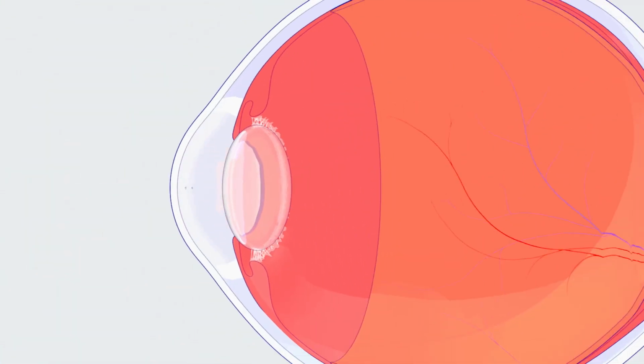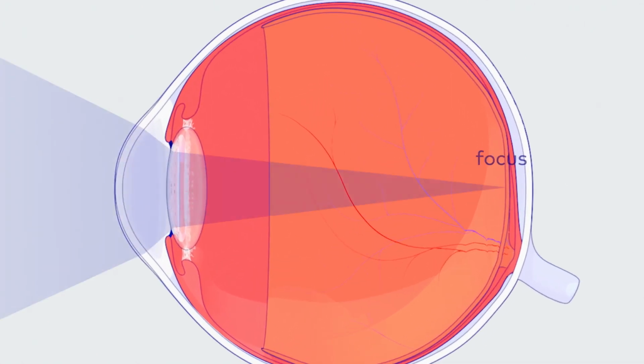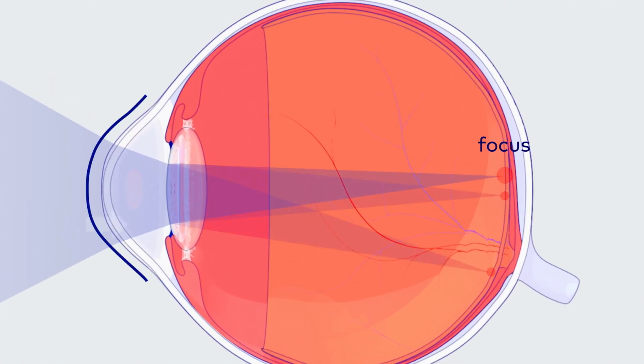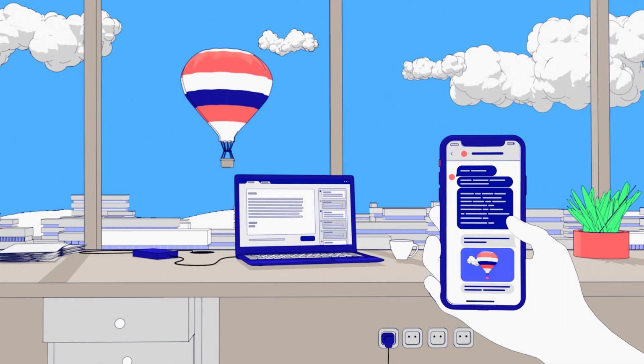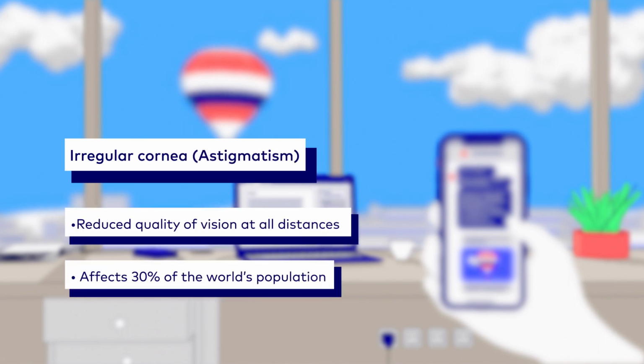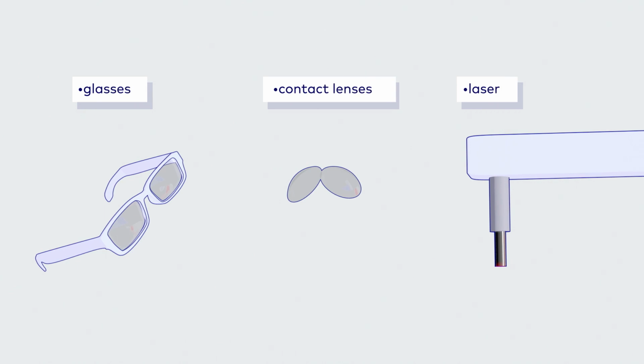Blurry vision can also be caused by astigmatism. This is mostly owed to an irregularly shaped cornea which causes the incoming light to distort. Astigmatism affects the quality of vision at all distances, and an estimated 30% of the world's population is affected by it. Thankfully, these conditions can be corrected by wearing spectacles, contact lenses, or in some cases, by undergoing laser treatments.